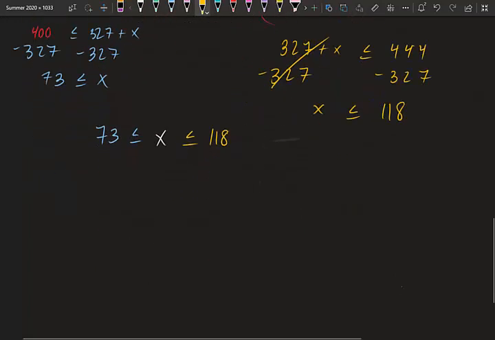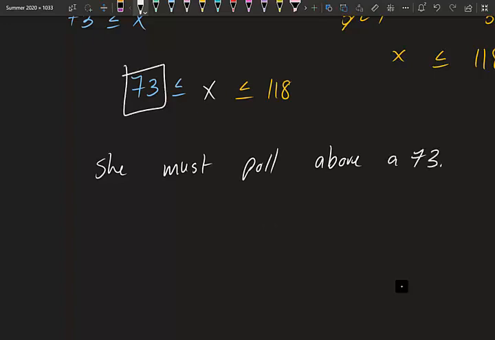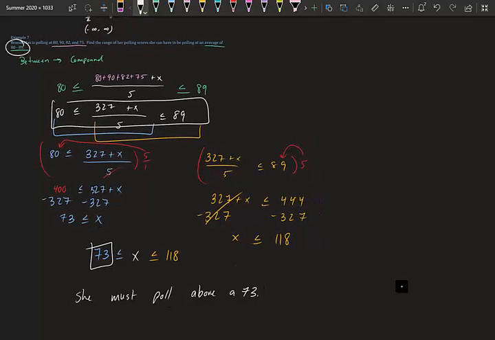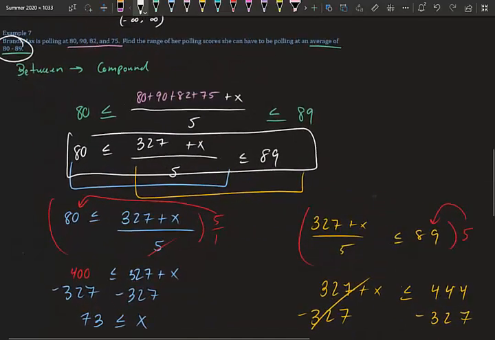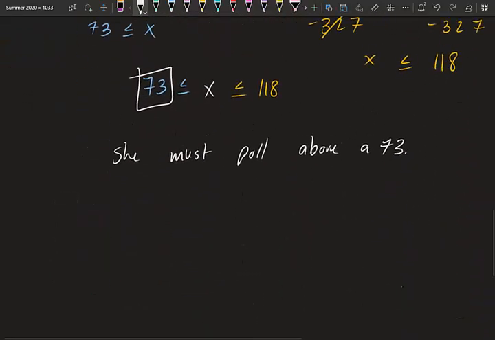So what this means, she needs to poll above a 73. So she must poll above a 73. Because if she polls above, she'll get that average of being between 80 and 89. So if she polls above a 73, she will get a poll between 80 and 89.